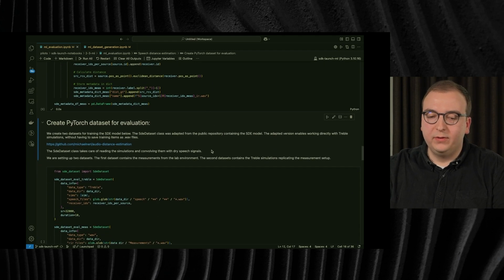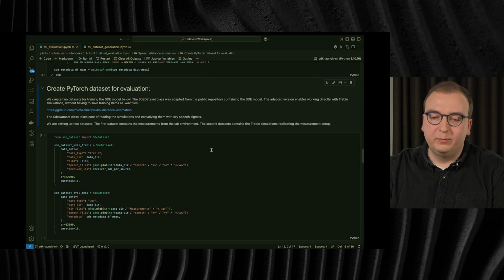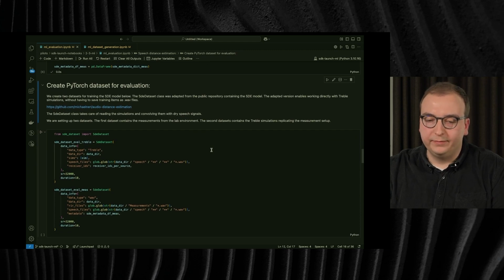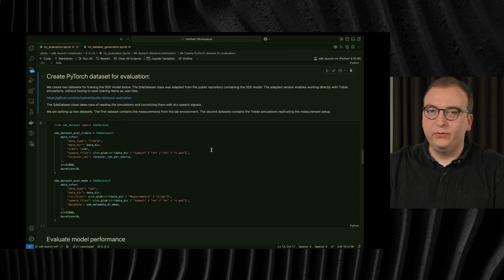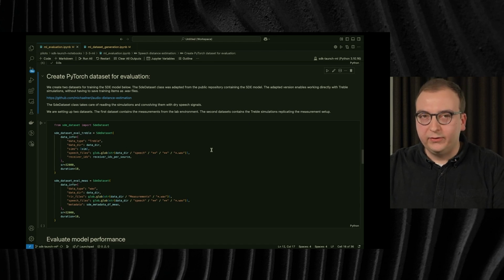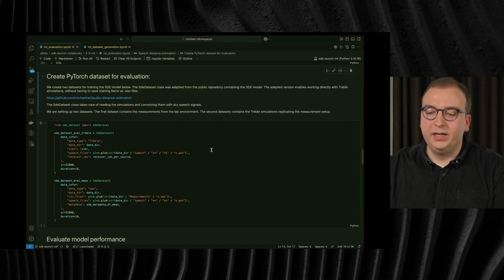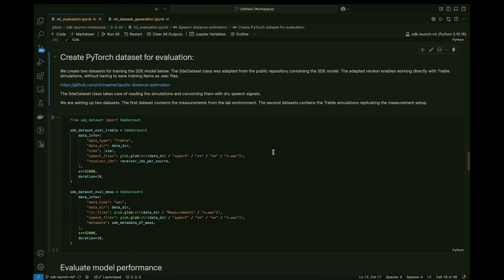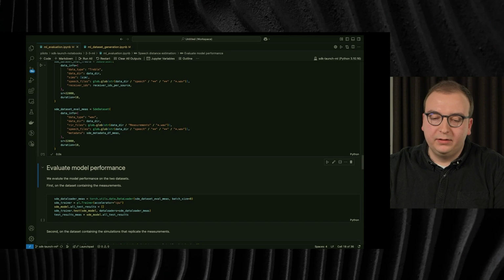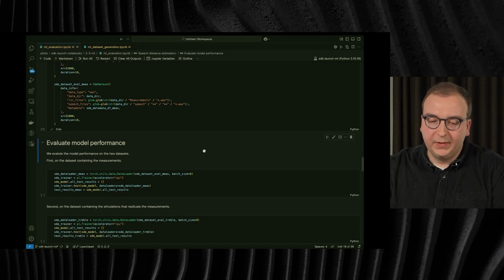And as soon as we have done this, we can set up our PyTorch dataset for the evaluation. And as I said before, in this demo, we have two evaluation datasets. The first dataset is using the measurements from the lab environment, and the second dataset uses the Treble simulations that are replicating the measurement setup as closely as possible. So we are reading in both of those datasets, and now we can already start to evaluate the performance.